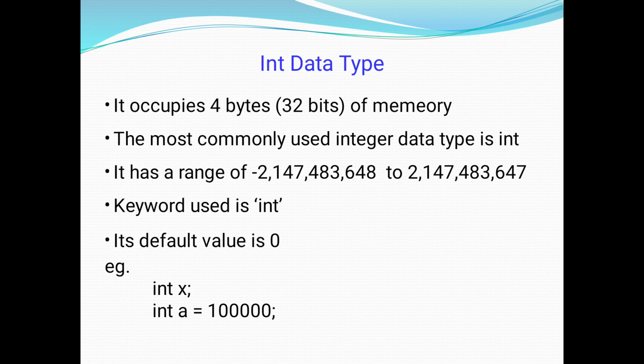Next data type is int. It occupies 4 bytes, that is 32 bits of memory. It's a commonly used integer data type. It is declared using the keyword int. Its range is approximately -2 billion to +2 billion. Its default value is 0. In the first example, x is declared as int, and in the second example, a is declared as an int data type and a value of 1 lakh is initialized to that variable.